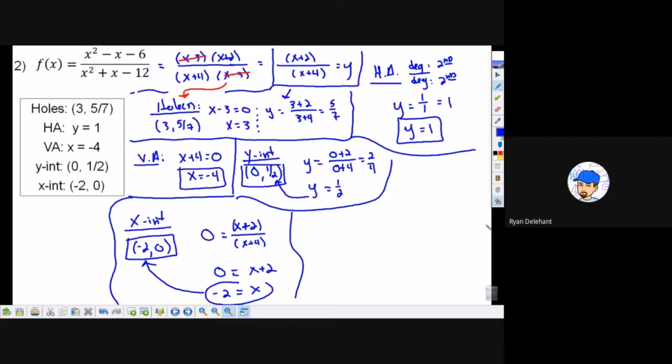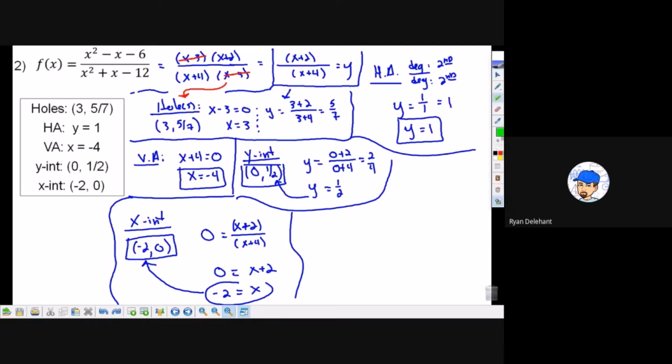But the top one factors into (x minus 3)(x plus 2). The bottom one factors into (x plus 4)(x minus 3). And you get an x minus 3 that cancels out. So this x minus 3 that cancels out, the x minus 3 that canceled out up here is what we use to find the x value of the hole.